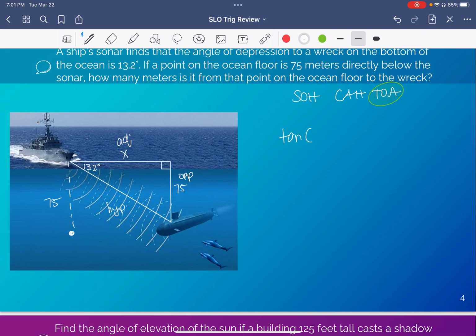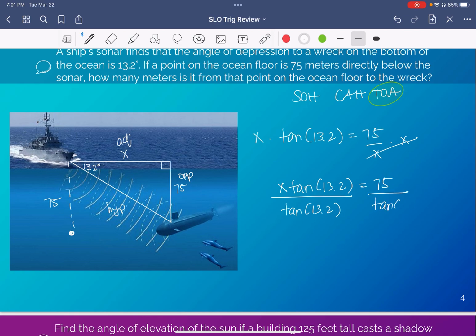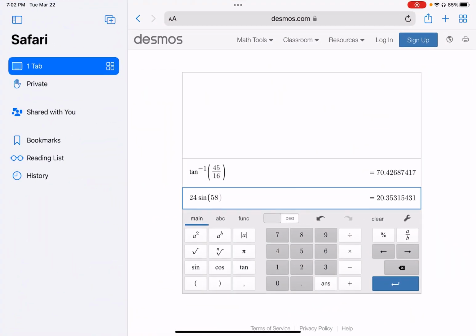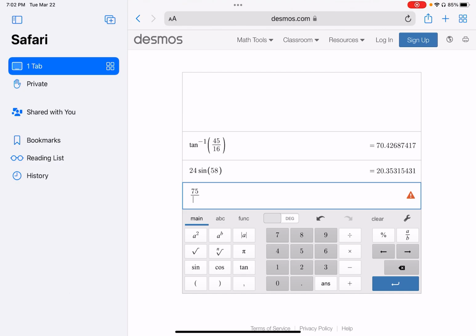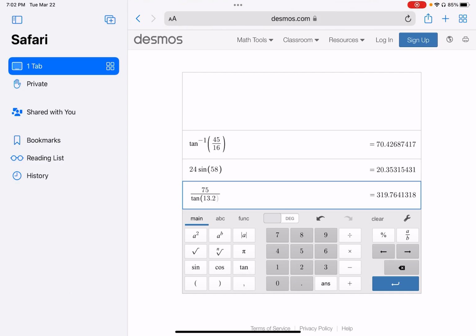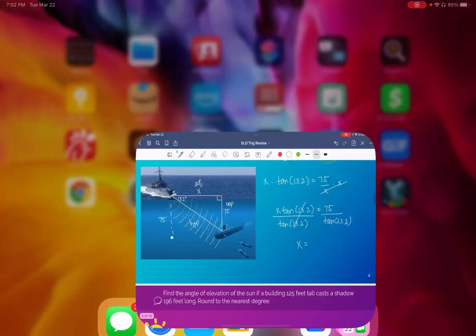We know the angle is 13.2. Tangent of 13.2 is equal to 75 over x. Like I said in the previous problem, if you have a fraction, you will always multiply by the denominator. Here it is x, so I will multiply x on both sides so that they can cancel out. You're left with x tangent of 13.2 is equal to 75. Now to isolate x, you're going to have to divide out the tangent on both sides. And then you just put that into the calculator. We got 75 over tangent of 13.2, which is 319.76.